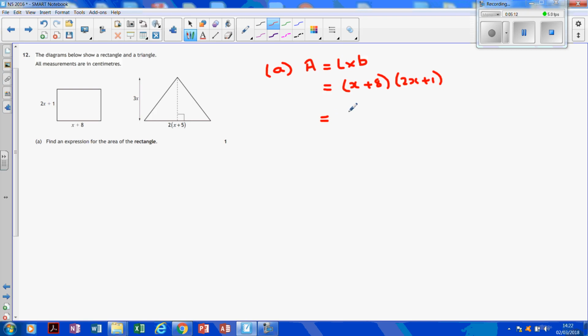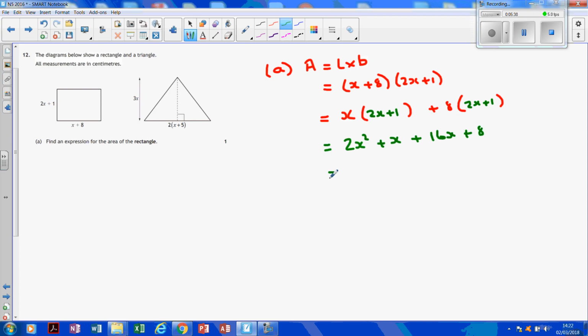Now, multiply out the brackets. First term there is x, multiply it by the second bracket, then move on to plus 8 times the second bracket. I'm now going to go back and fill in that second bracket with just 2x plus 1. Right, so we can now multiply that out. X times 2x is 2x squared. X times 1 is 1x. And 8 times 2x is 16x's. And 8 times 1 is 8.